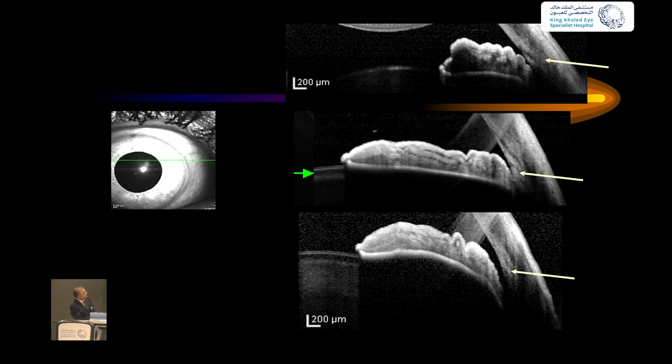But here is an example of where the Schlemm's canal is, where you can see the yellow arrow pointing. You can see this mechanism is pupillary block, because you can see the elevation of the iris with the aqueous elevating it. This is phacomorphic. You can see the iris is just sitting on the lens.